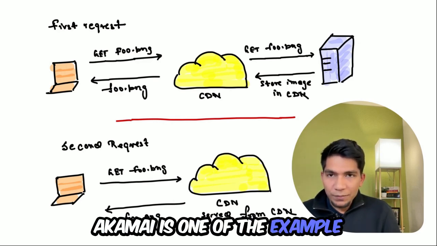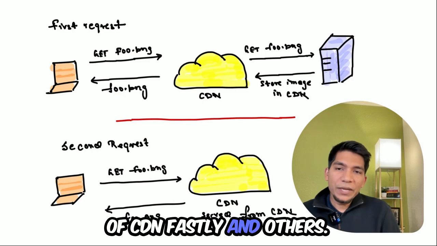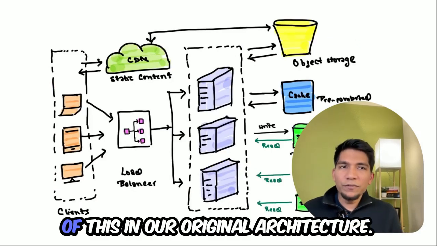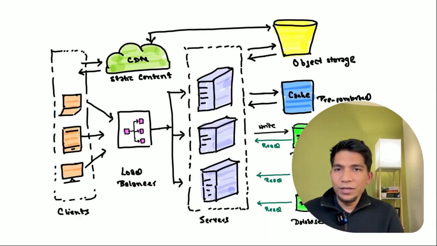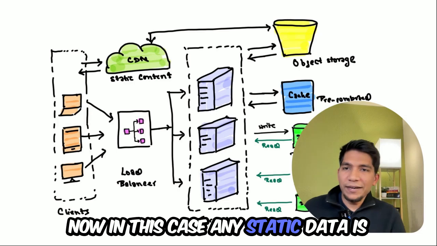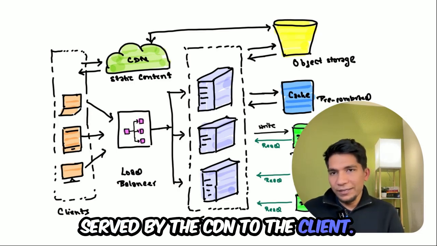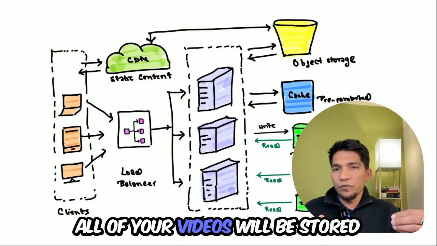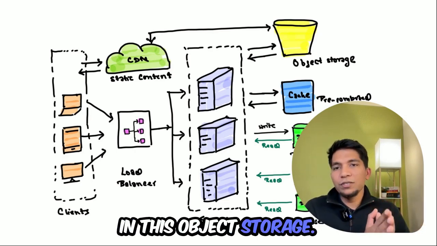Akamai is one example of a CDN, along with Fastly and others. Now let's include all of this in our original architecture. In this case, any static data is served by the CDN to the client. This static data in turn gets the data from the object storage. So all of your videos will be stored in this object storage.